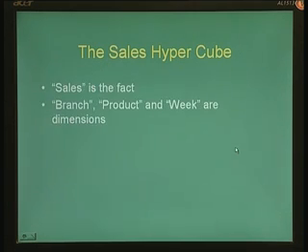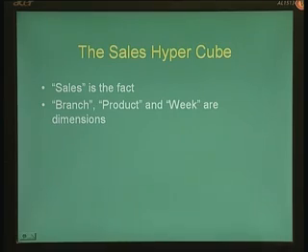So in this hypercube, the constituents of the cells, that is the sales data, is what is called the fact that is stored by the hypercube. So the hypercube manages the fact called sales, and branch, product and week, along which the sales is projected, are what are called dimensions. So the sales fact is projected across 3 different dimensions.